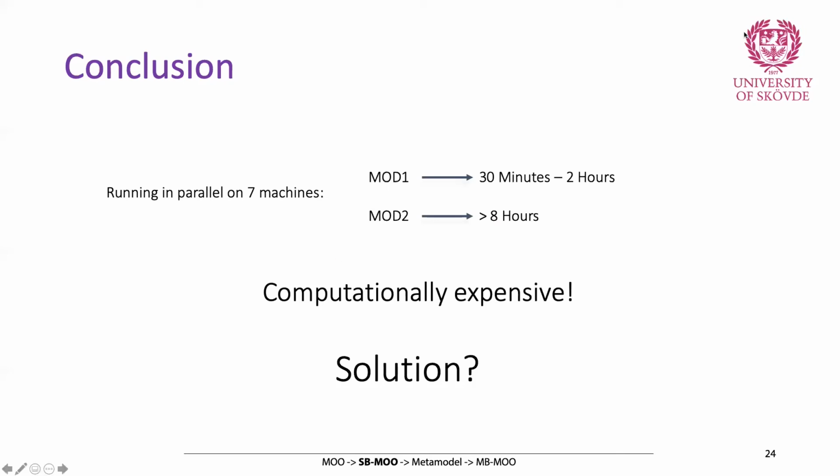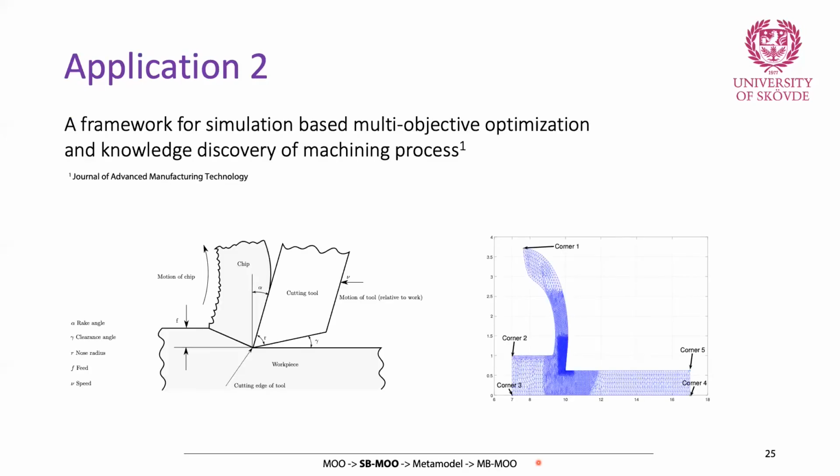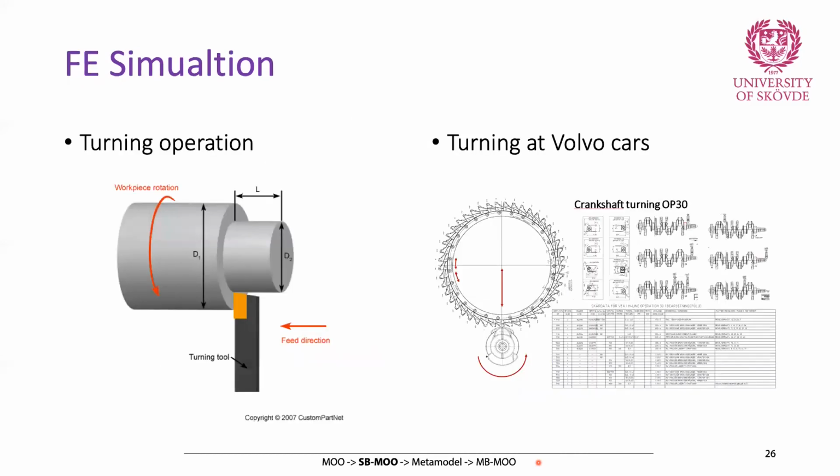So let's look at the second example. The second application is in machining, and specifically in turning operation. Why did we select turning? Finite element simulations are commonly used to simulate products and processes, and machining is one of the five main manufacturing processes. In our study, we focus on turning operation.